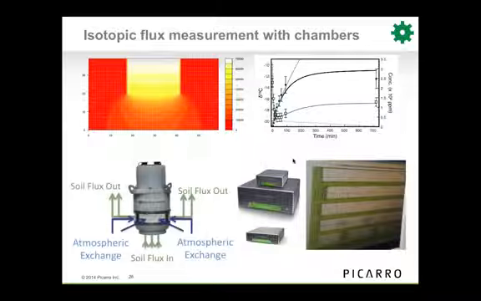So the way we've gotten around this is by using a chamber that we call a forced diffusion chamber. This uses a diffusive membrane, which you can see here, the white membrane on the front of this chamber. Soil flux comes into the chamber and it leaves the chamber through the membrane. Because we know how fast it can get across that membrane, we're able to calculate the flux of not only bulk CO2 and other gases, but also their isotopologues.